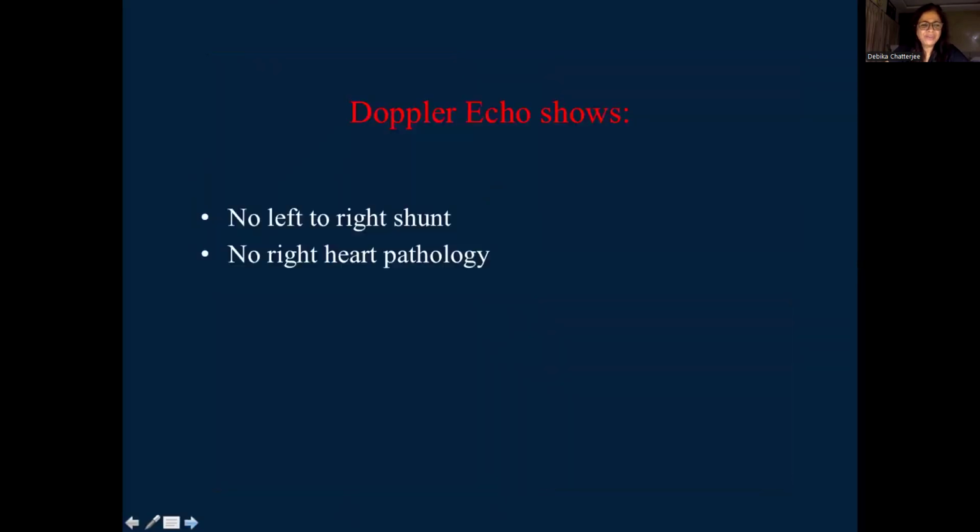So we go further and we do the Doppler echo. We rule out any left to right shunt. We rule out any right heart pathology. But as we do the Doppler for assessment of diastolic function, we see that the patient is suffering from diastolic dysfunction with elevated LV filling pressure.